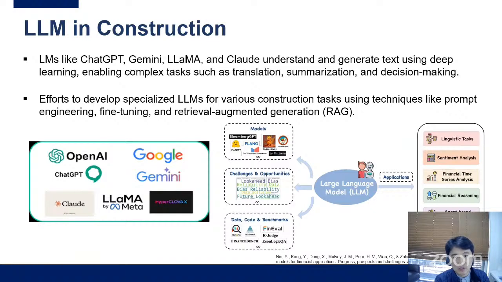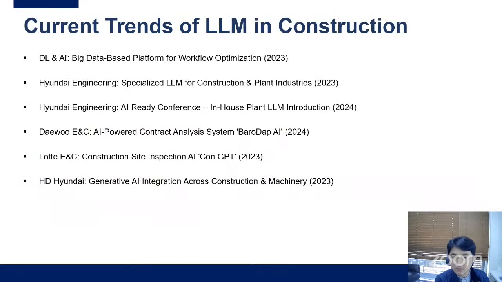Many companies and research teams are trying to develop specialized LLM models for various construction works. These are examples of LLMs recently developed by various construction companies in South Korea. For example, LLMs are being used for big data processing for the plant industry, contract analysis, site inspection, and employee support through Q&A interfaces. By applying LLMs in these areas, companies could automate complex tasks, reduce work time, improve decision making, and optimize their workflow.